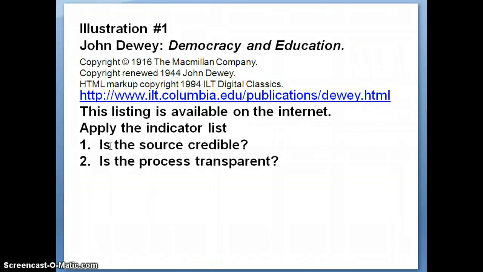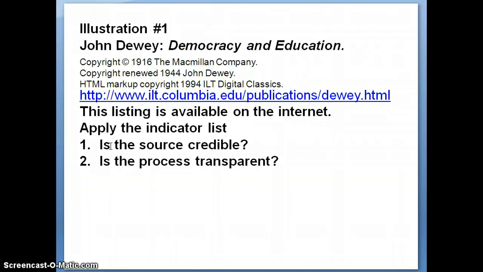I found, lo and behold, on the internet a publication called Democracy in Education that John Dewey first wrote in 1916, and it's been renewed 2 different times. Here's the link for it. It is available in its full text on a chapter-by-chapter listing on the internet, and so I apply the information.